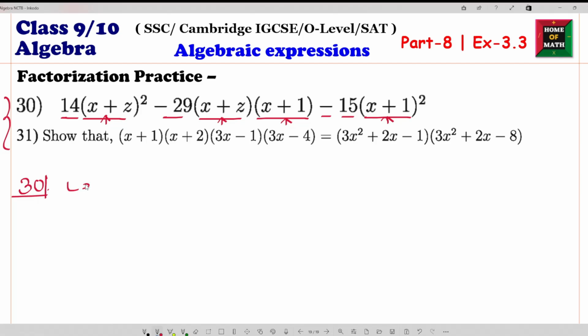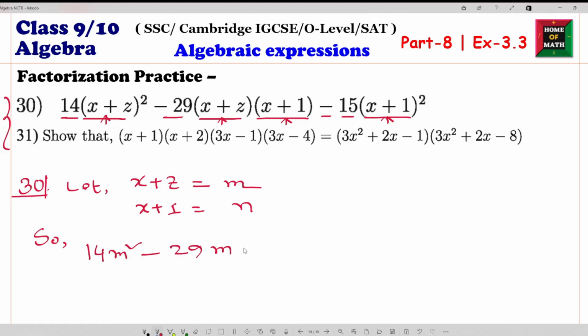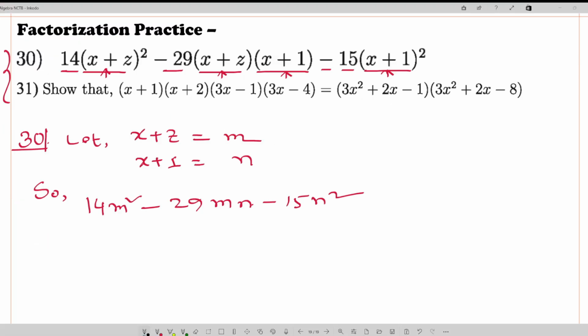So let x + z we can consider as m, and x + 1 we can take as n. So we can write this algebraic expression like 14m square minus 29mn minus 15n square, right? So we try to solve this expression by middle term factor. So here is 14 and here is 15.